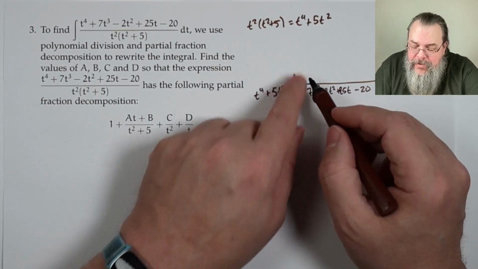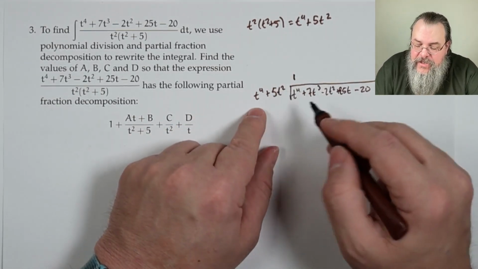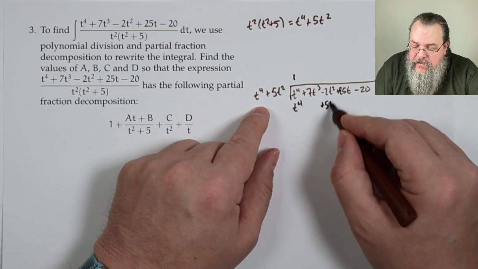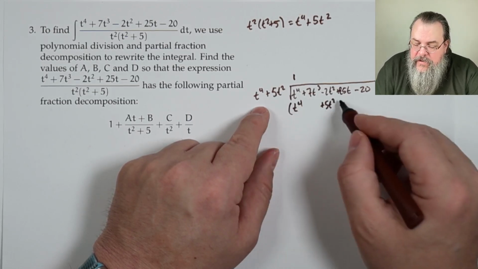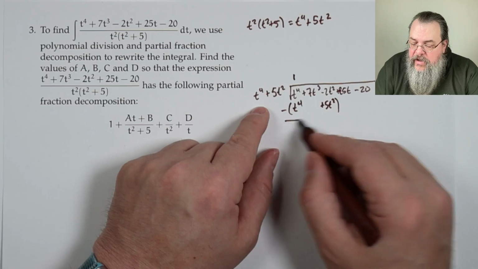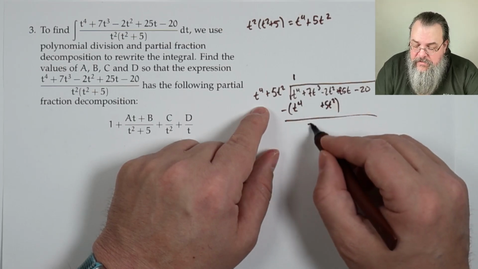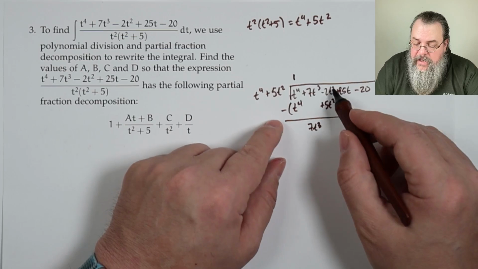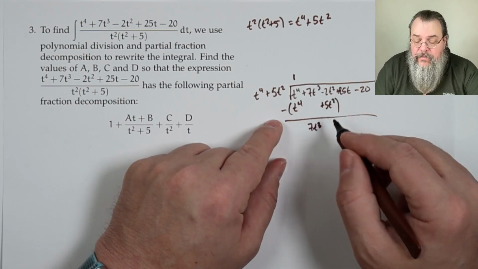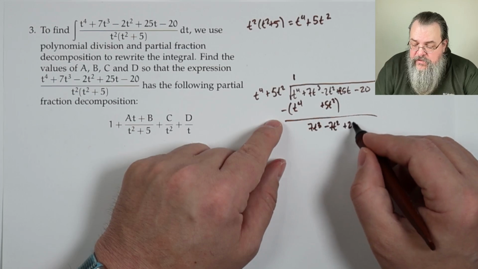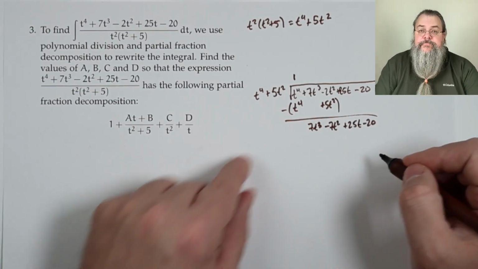Okay, now multiply this 1 by this expression. So that's t to the 4th plus 5t squared, and we're going to subtract. Now when we carry out this subtraction, what's going to happen? Well, we're going to be left with 7t cubed minus 2t squared minus 5t squared, which is minus 7t squared, plus 25t minus 20.